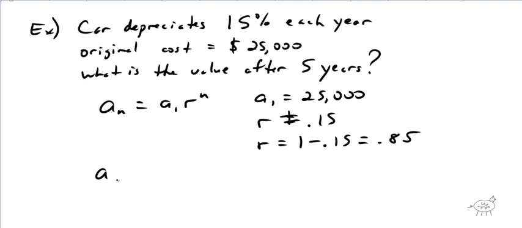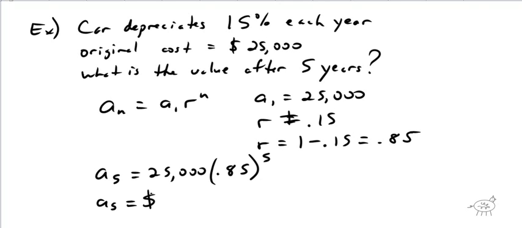So here we go. A sub 5 equals a sub 1, 25,000, times 0.85 to the 5th power. So a sub 5 is equal to $11,092.63. Okay? That kind of shows you how terrible of an investment a car is.